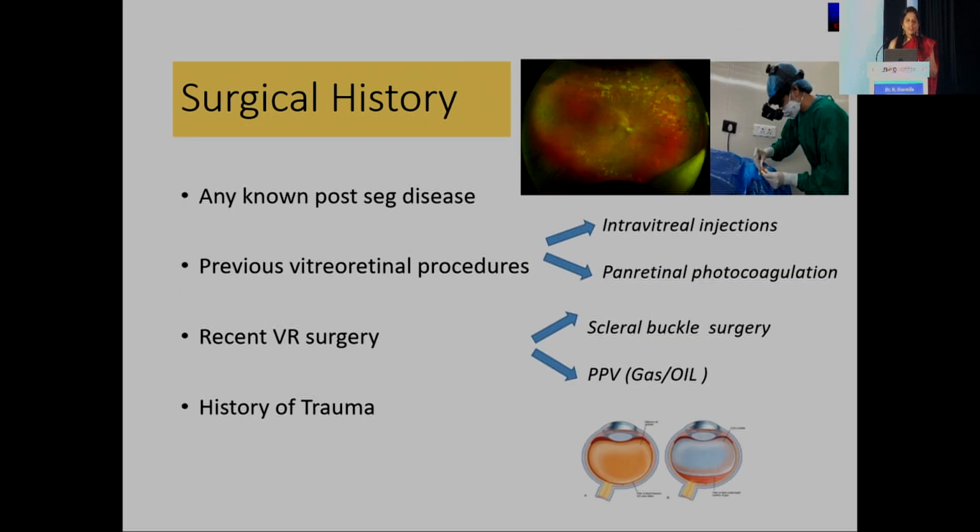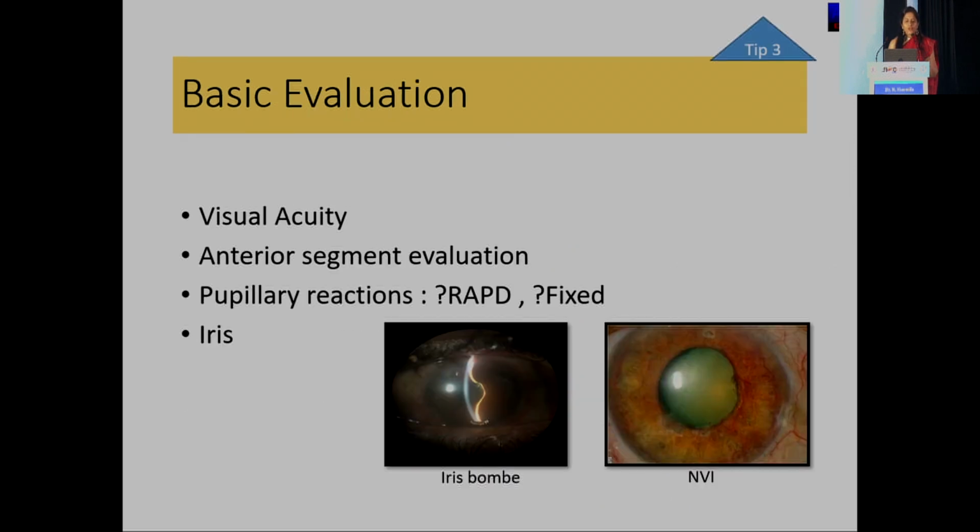And then the most important thing is surgical history. We all know that most of our retinal surgeons often keep sending patients to us. Most of this is because of the glaucomas that are associated following a vitreoretinal procedure. So any known posterior segment disease with a history of vitreoretinal surgery, it could be just an injection, it could be a panretinal photocoagulation, it could be a scleral buckle surgery, it could be a gas or an oil inside the eye, and that might be causing a secondary glaucoma.